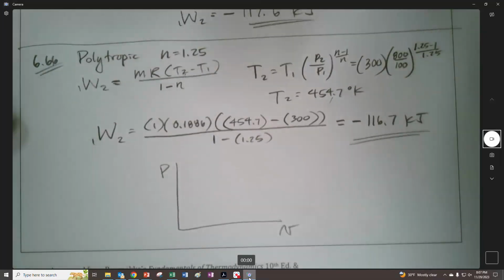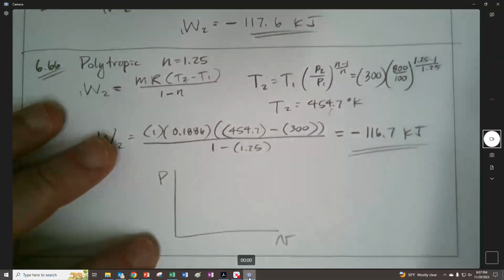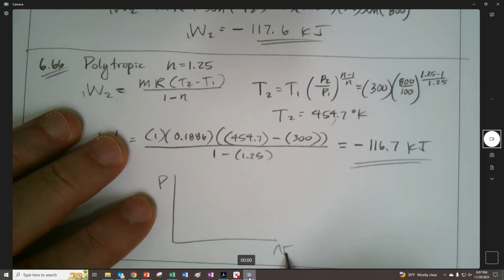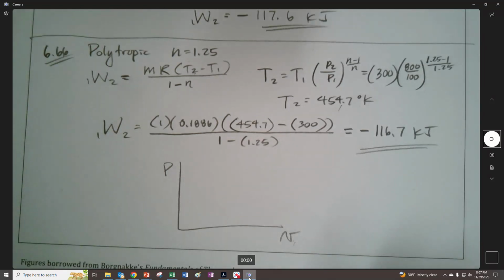I've always felt that a TS diagram is not nearly as valuable, at least not to me, as the PV diagram, because we could actually measure pressure. We can actually measure volume, right? Especially in a diesel engine or a gasoline engine.